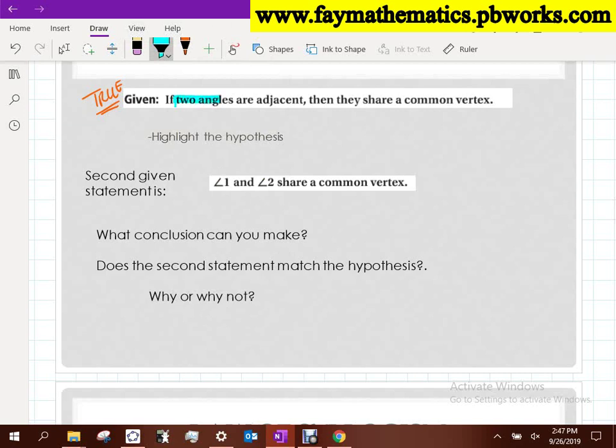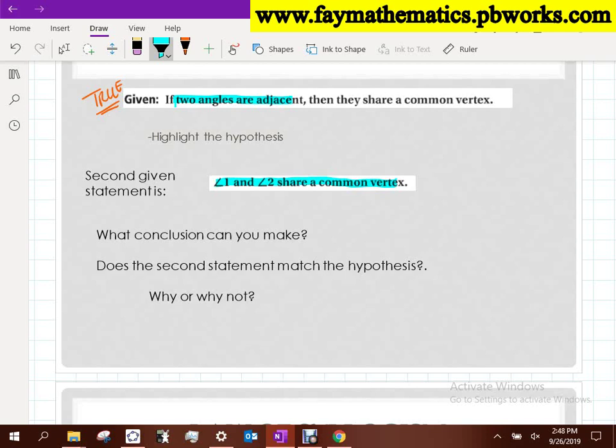Now I want to highlight my hypothesis. And I want to highlight my second statement that they provide me. And here's the idea that we've got to be careful with in recognizing whether those match or not. Okay? It says two angles are adjacent. So when we have two angles that are adjacent, that means they share a common vertex. They have no interior points in common, and they have a common ray. So there's three aspects, three components to adjacency, right? When I look at that bottom statement, angle 1 and angle 2 share a common vertex. Does that say the same thing that two angles being adjacent says? No. Being adjacent says three things. That statement only says one of those three things.